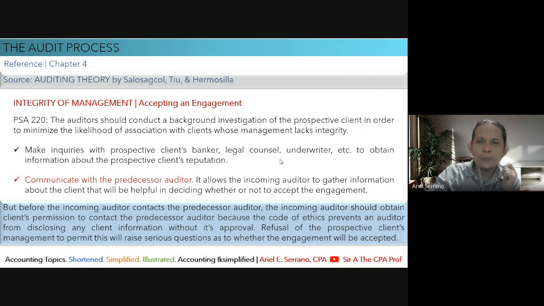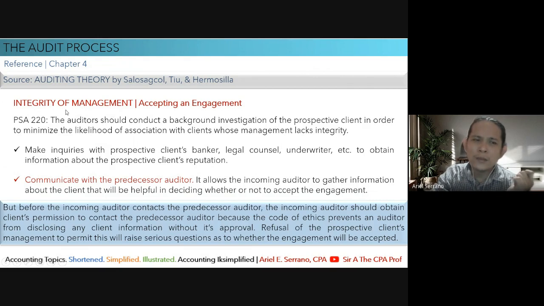Hindi po ito NBI, hindi ito mga police. But as part of our requirement of our work, we have to conduct background check sa ating prospective client. Pag sinabi nating prospective, potential client, hindi pa natin siya kliyente. Prospect pa lang natin ito. Okay? Because we want to know, meron ba silang integrity?